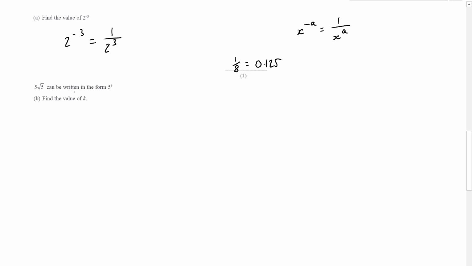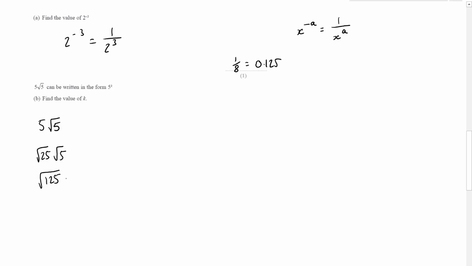Okay, so now this last one is a little bit tricky. We're saying 5 times root 5 can be written in the form 5 to the power of k, and they want us to work out what is the value of k. So first of all, I want to put this all under the same square root. If I start with 5 root 5, I know that 5 is equal to the square root of 25. So I could rewrite this as root 25 times root 5, and then I could put these together and say this is the same as root of 125.